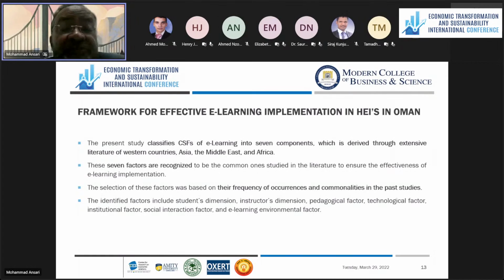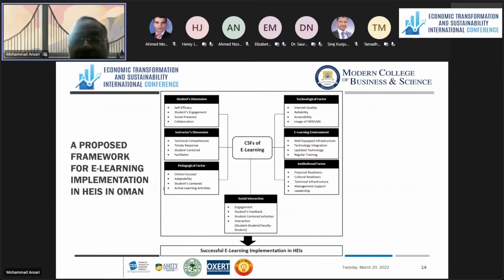These 7 factors are recognized to be common ones studied in literature to ensure effectiveness of e-learning implementation. So these 7 factors are represented in the proposed framework of e-learning implementation, and those critical success factors are student dimension, instructor dimension, pedagogy, technology factors, e-learning environment, institutional factors, and social interaction.